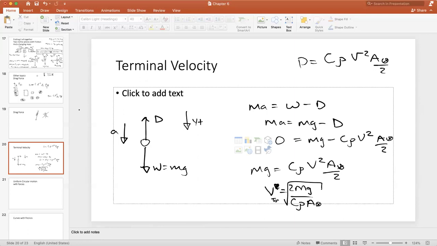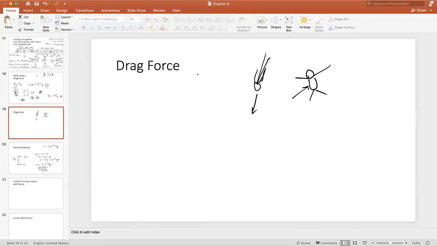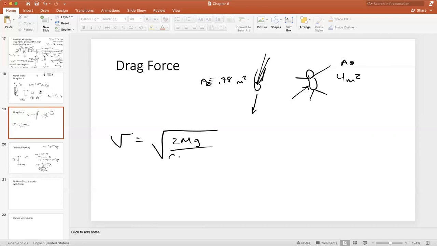So let's go back and look at this. When you're like this, your cross-sectional area is 0.78 meters squared, let's say. And when you're like this, it's 4 meters squared. So you make yourself much bigger and give yourself a much bigger cross-sectional area. We're going to find out what v is in these two cases. We've got 2mg over c rho A. Did I leave anything off?